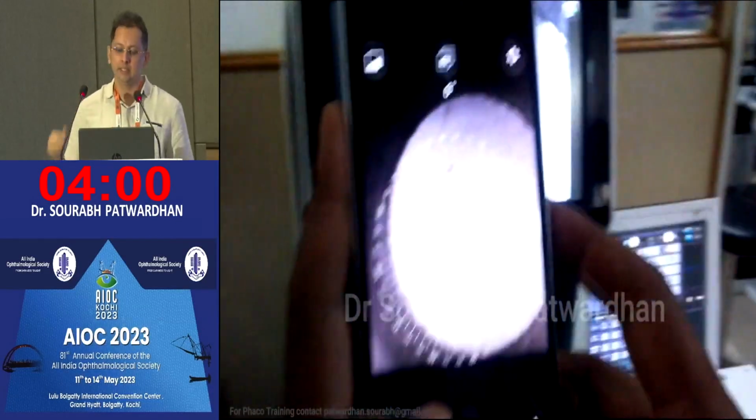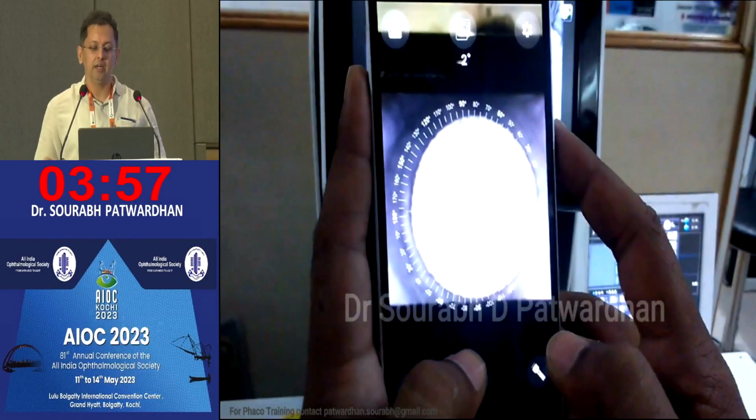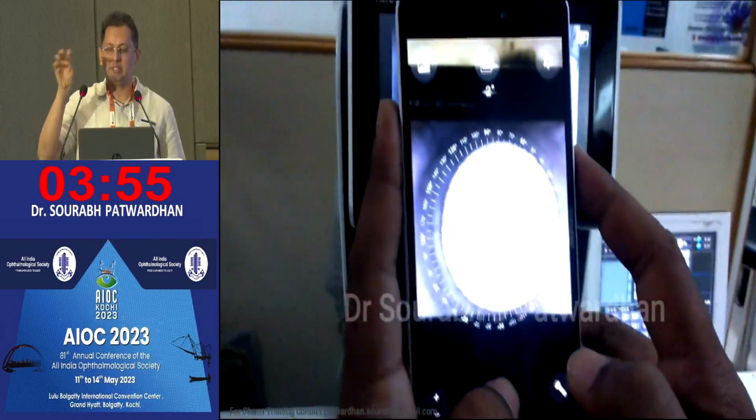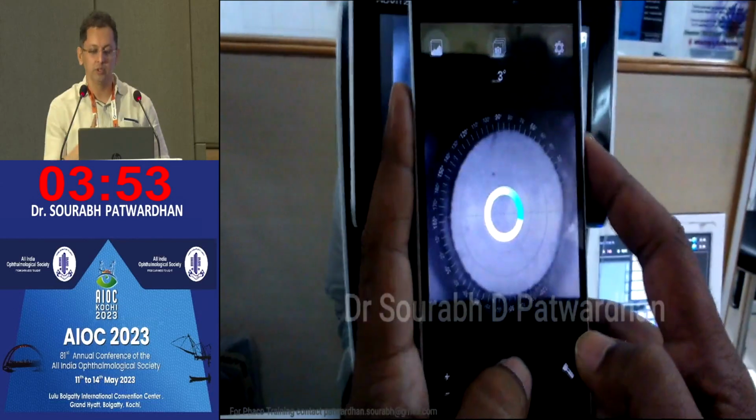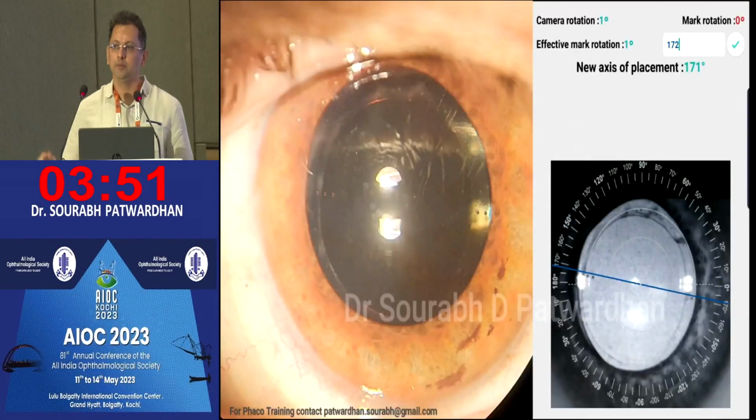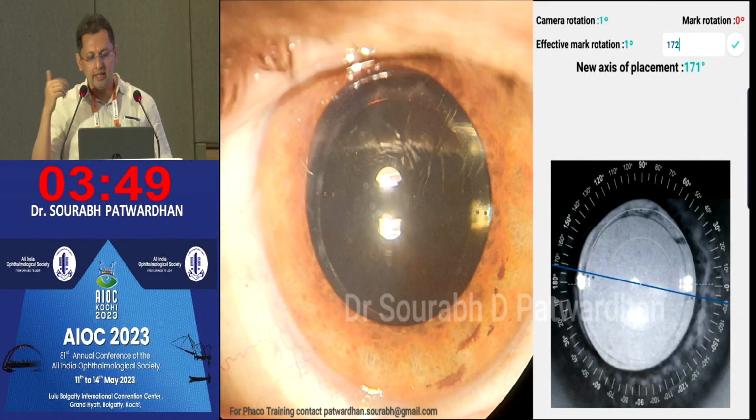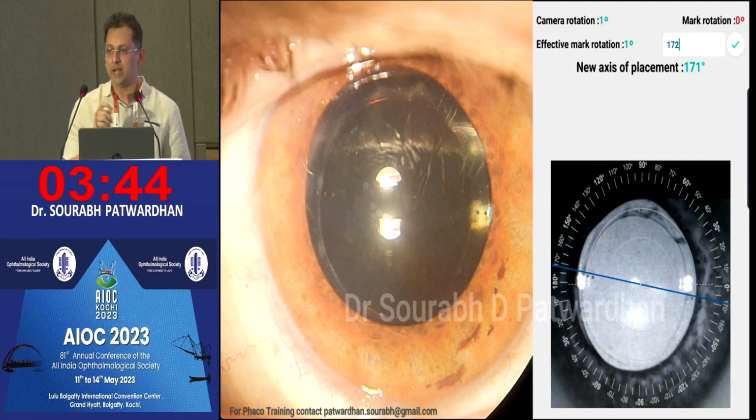I will show you in one case. It was really helpful. You can take a retro illumination photograph of the patient's eye. It can be done on a slit lamp, or it can be done on these autoref devices, which have an infrared image. So you can take those photographs. They can be used for post-operative checking of the axis. It is very accurate with the iToric app.